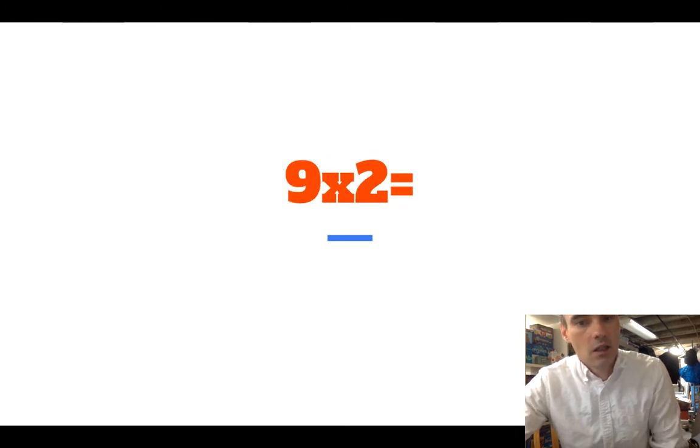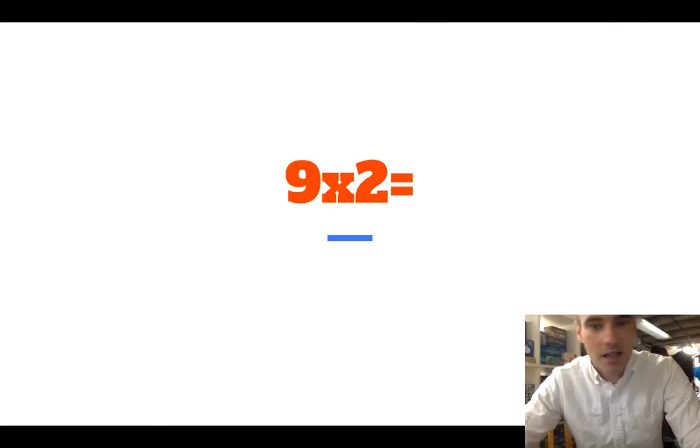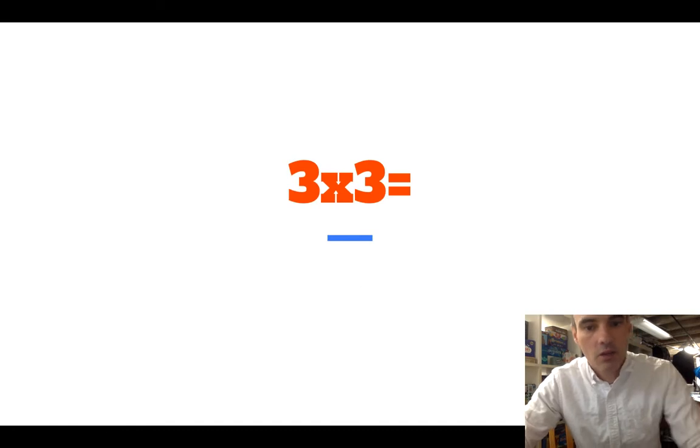4 times 7. 4 times 7 is 28. 9 times 2. 9 times 2 is 18. Let's keep going. 3 times 3 equals 9. Next up, 8 times 4. 8 times 4 equals 32. 9 times 7. 9 times 7 equals 63.